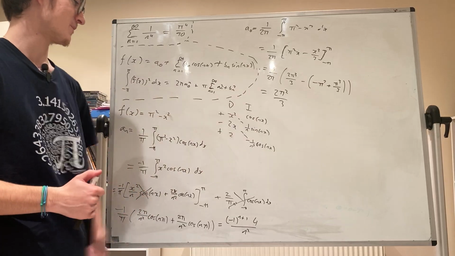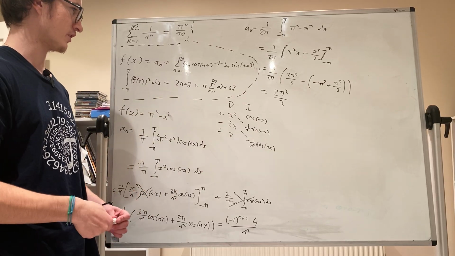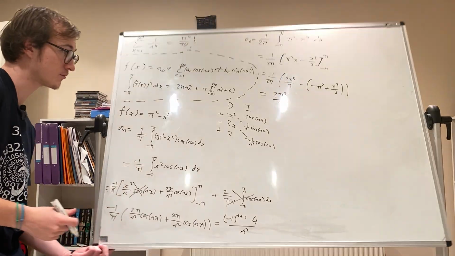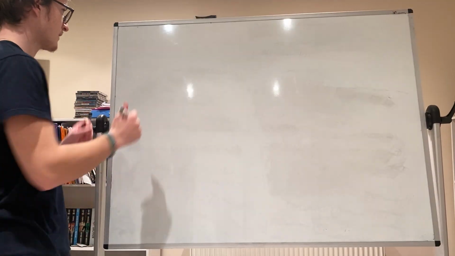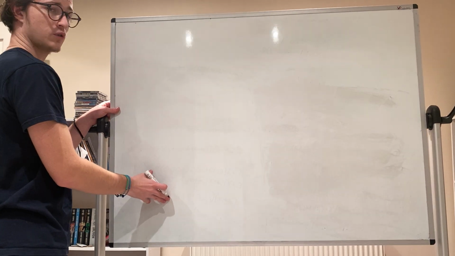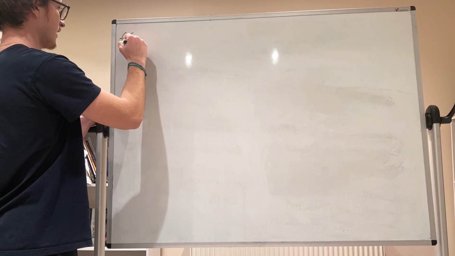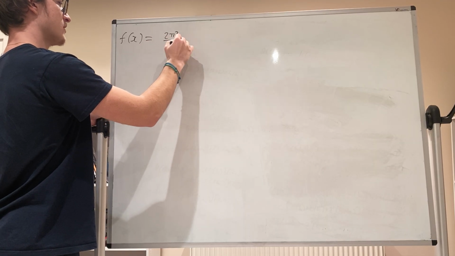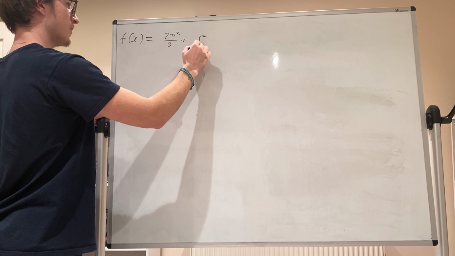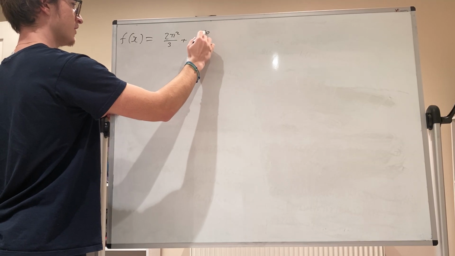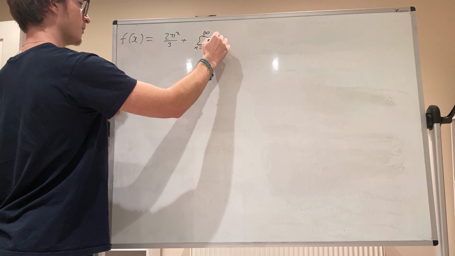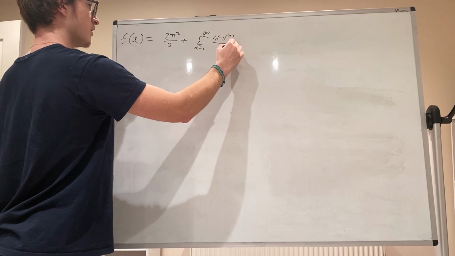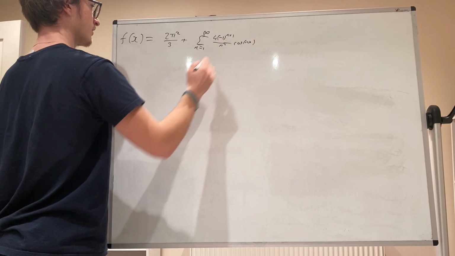Okay, so this is a0. So, what have we actually done? We said f of x can be written as a Fourier series, and we've figured out the coefficients of that Fourier series. So now we have f of x is 2 pi squared over 3 plus the sum from n equals 1 to infinity of 4 times minus 1 to the n plus 1 over n squared cosine of nx, like so.